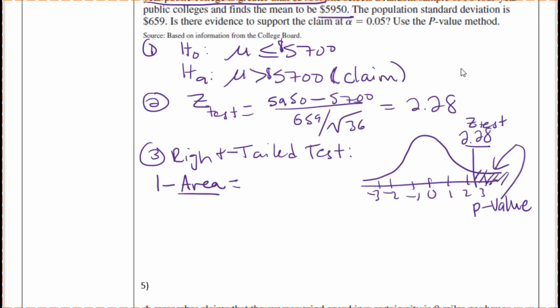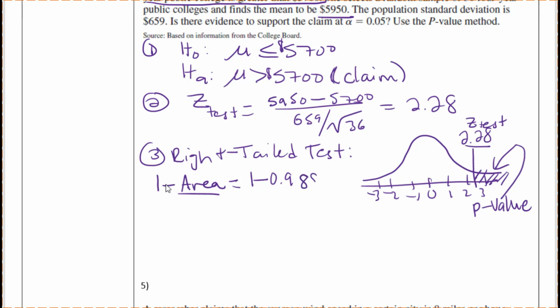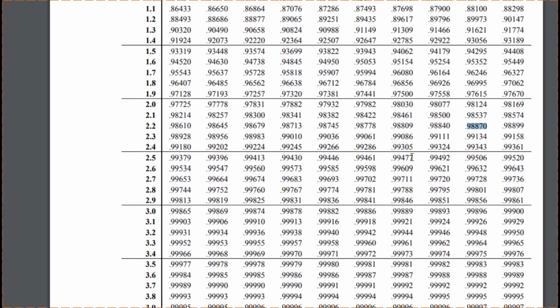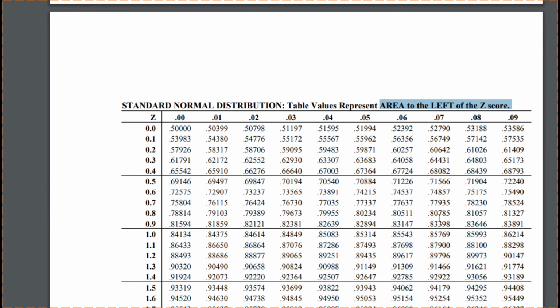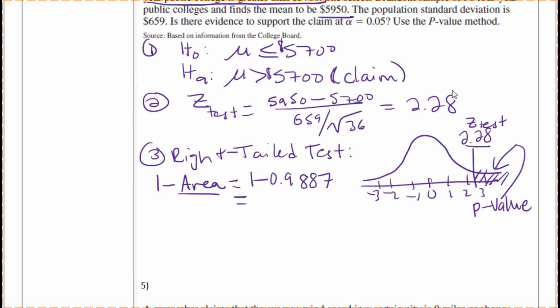That's what that area is, but we've got to do 1 minus. Let me double check that value: 0.9887. Remember that we do 1 minus because the chart gives us the area to the left by default. We don't want the area to the left, we want the area to the right. But we do know that the left and the right side add up to 1, so therefore we do 1 minus. All right, so we got 0.0113, if I did that math correctly. So that's my p-value: 0.0113.